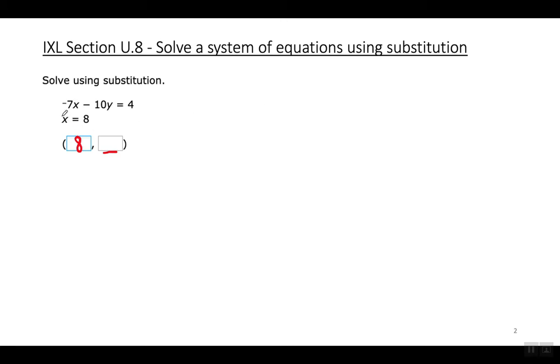The way I'm going to do that is by substituting x equals 8 into the top equation here. Once I substitute x equals 8 where x is, that's going to allow me to solve for y and give me the number that I need to go right there so that I'll have my x and y coordinates that solve this system of equations. So now I just multiply negative 7 times 8 to get negative 56.